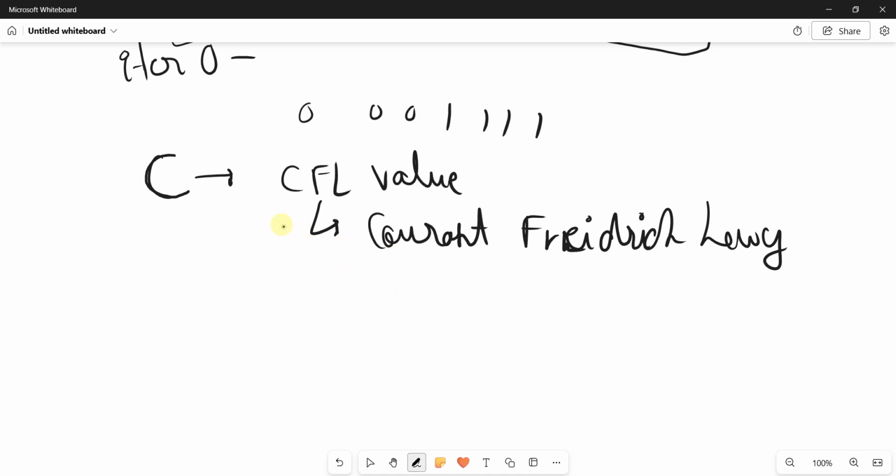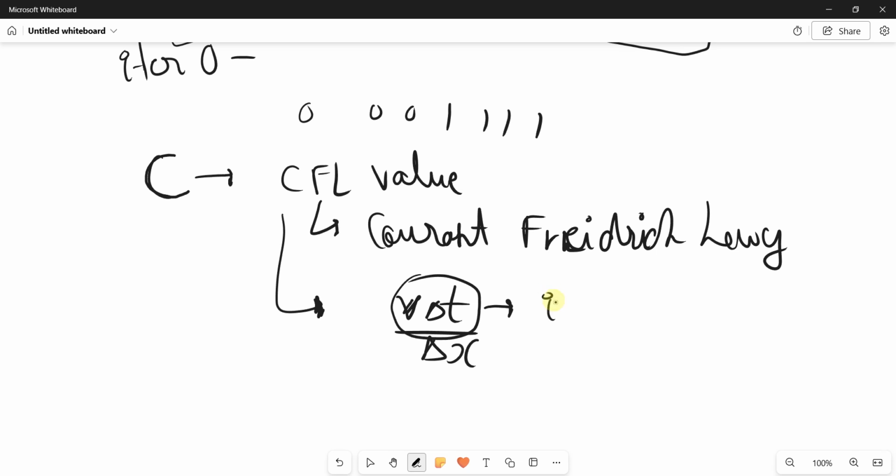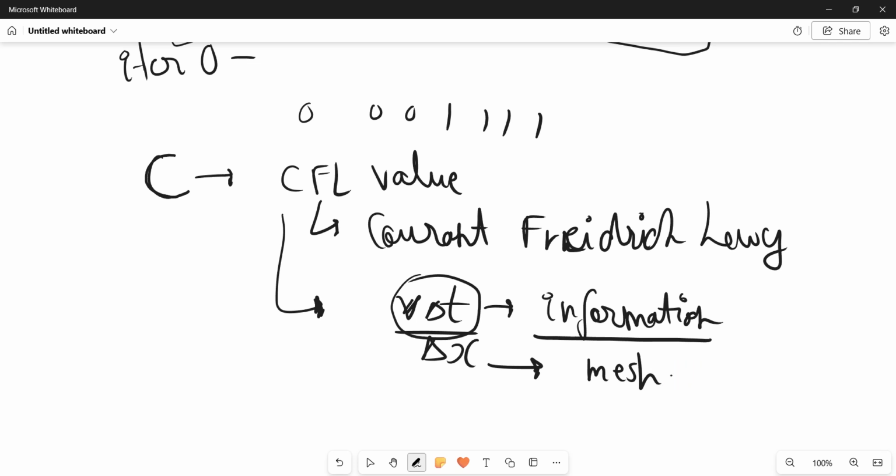CFL tells you how much information passes through at one time step or one mesh element, right? The formula is V delta T divided by delta X. So this is the information passing through, and this is the mesh element. In simple terms, how many cells does it skip in order to get one piece of information passed through. CFL is required to know how far information travels in one step.